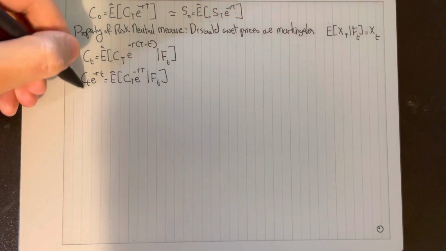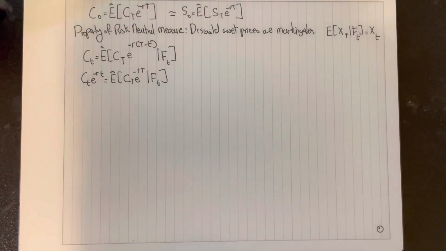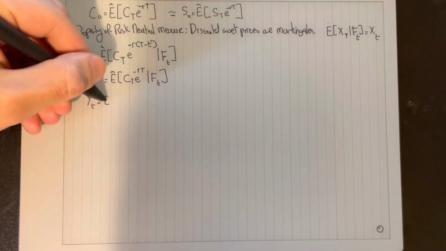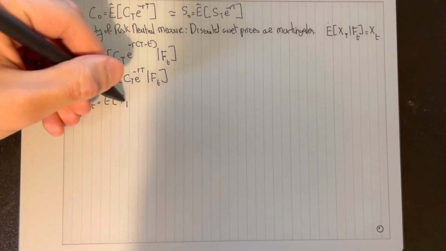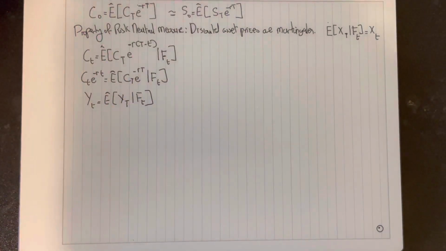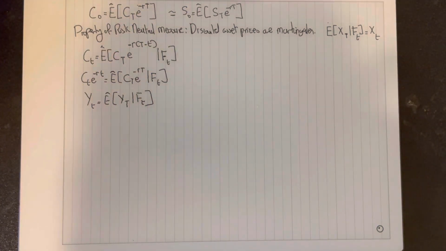And if we call discounted asset prices, or in this case, discounted call option prices, if we call them Y, then this is what we get. And what is this? Well, it's a martingale. And hence, we showed the property of the risk-neutral measure.